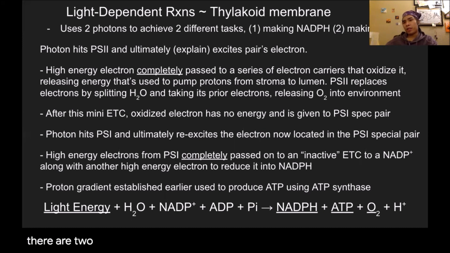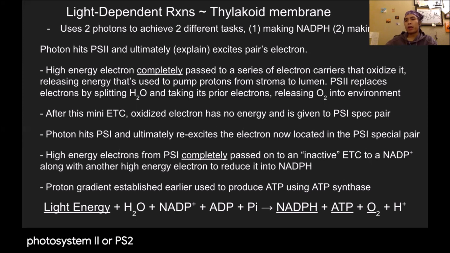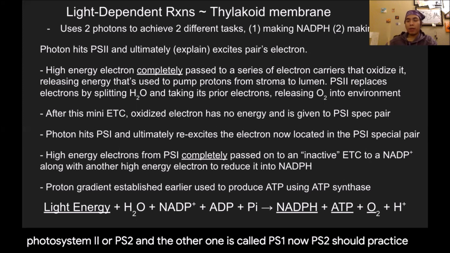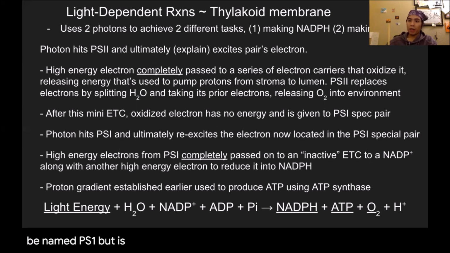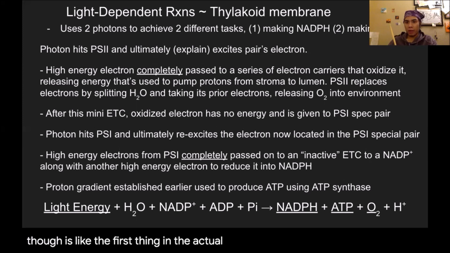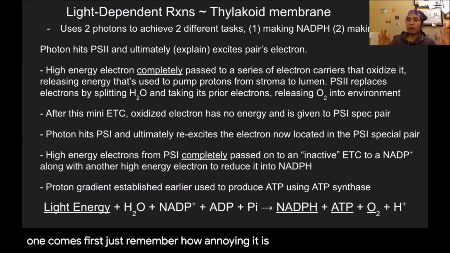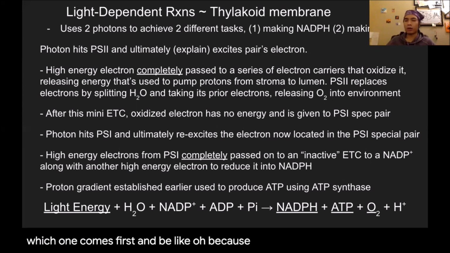There are two kinds of photosystems involved in photosynthesis. One is called photosystem 2 or PS2, and the other one is called PS1. PS2 should practically be named PS1, but is named PS2. So PS2 actually comes before PS1. Why? Because it was discovered second, even though it's the first thing in the actual mechanism. So to remember which one comes first, just remember how annoying it is that you have to remember which one comes first, and be like, oh, because it's annoying, the PS2 probably comes first, which it does.